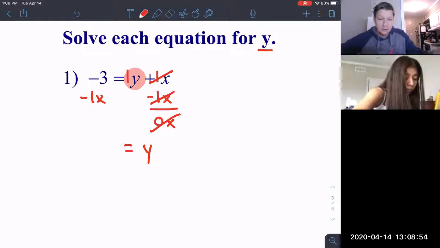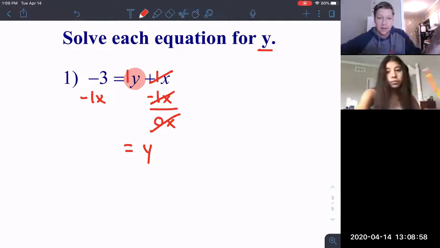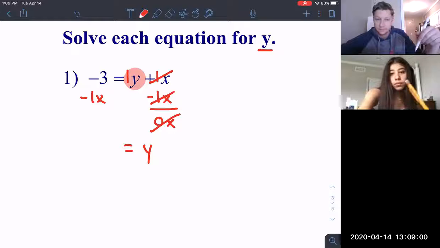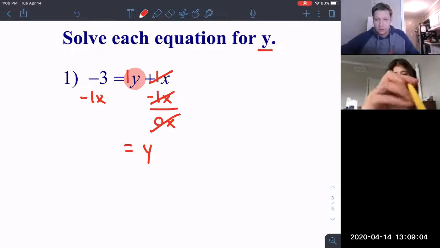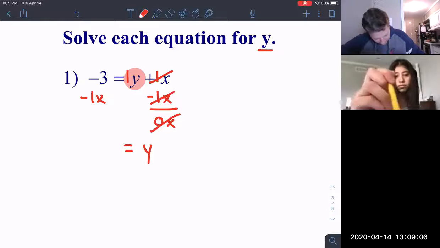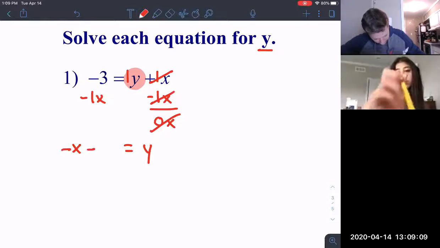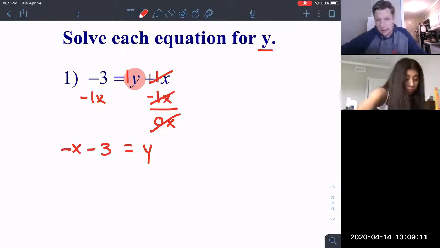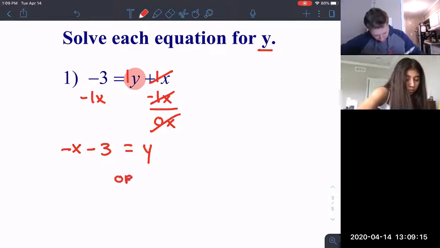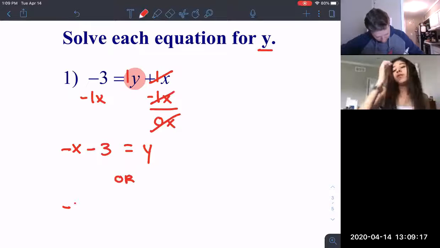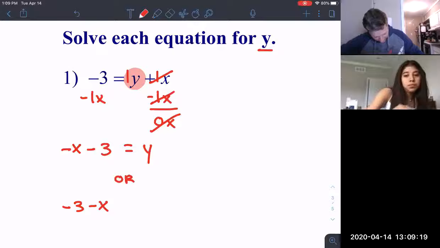But what do we have to do on the other side? Can we add those two terms together, -3 and -1x? No, we can't. They're not like terms. So really, all we do is just put them next to each other like that: -1x, -3. Or you could put the -3 first and the -1x second.